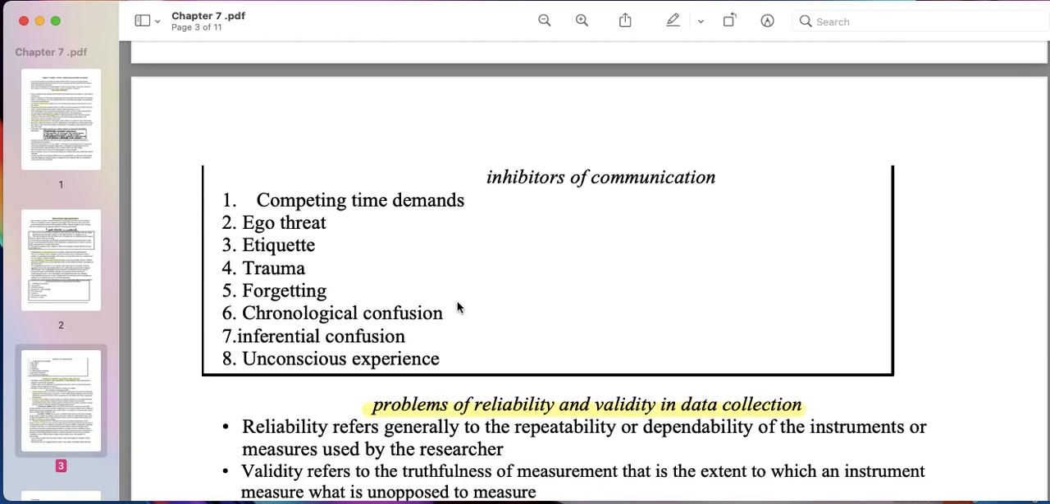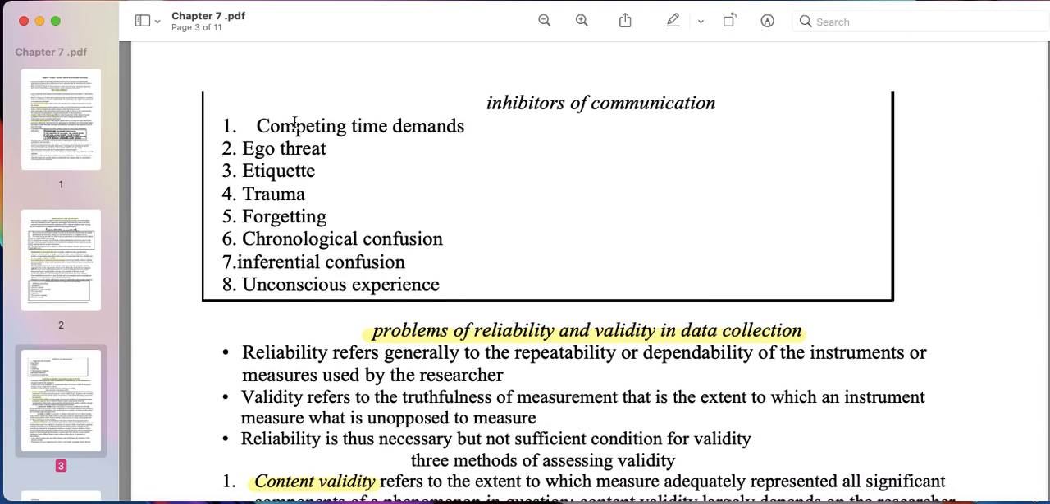These are inhibitors of communication, pretty much what stops the flow of the interview and makes it a little bit worse. We have competing time demands, ego threat, etiquette, trauma, forgetting, chronological confusion, inferential confusion, and unconscious experience.